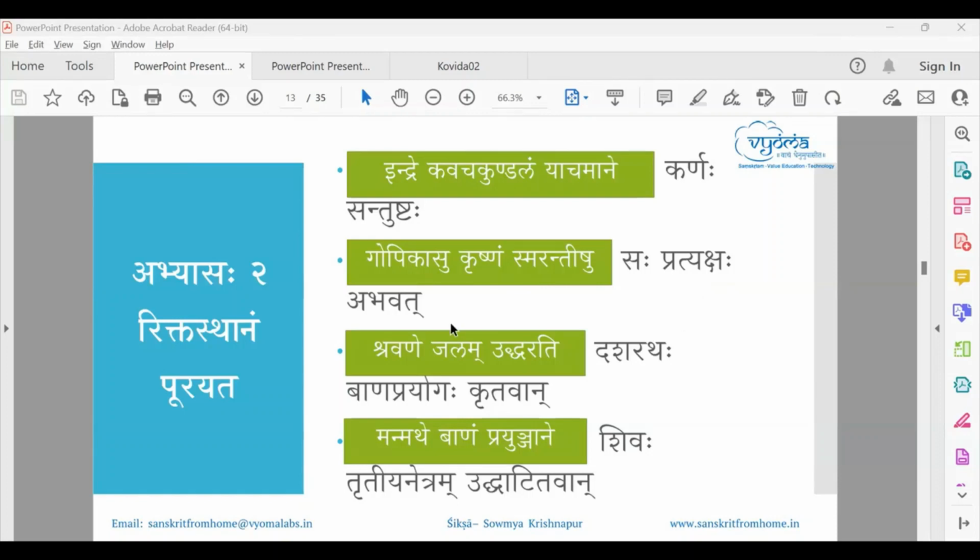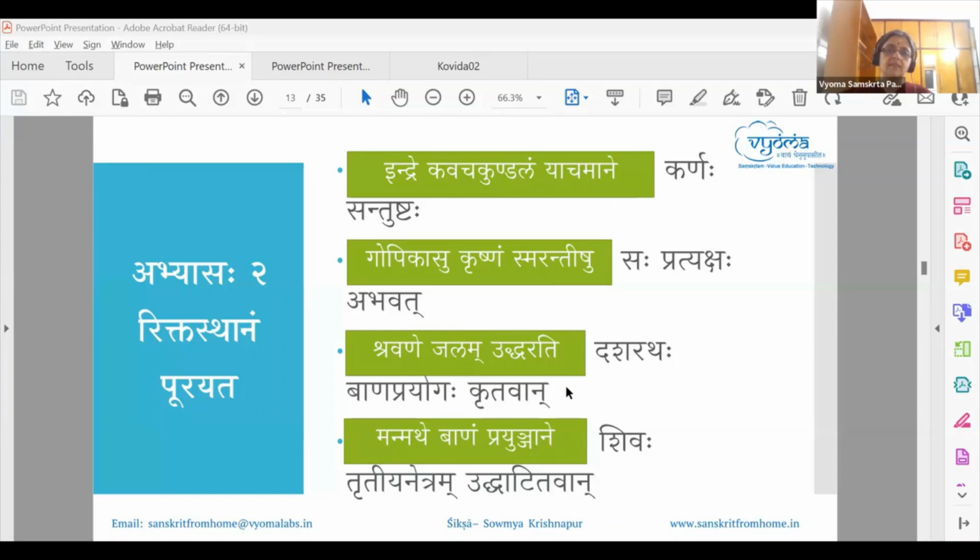Yes. Shavane Jalam Uddharati Dasharatha Bana Prayogam. Yes, it should be Prayogam. Yes, it is a mistake here. Bana Prayogam should be in Dvitiya. Prayogam Kurtavan. Shavane Jalam Uddharati. I think Shavana is in the water. Uddharati is to pull it up. So he was actually drawing water from the pond. At that time, Dasharatha used his bow.